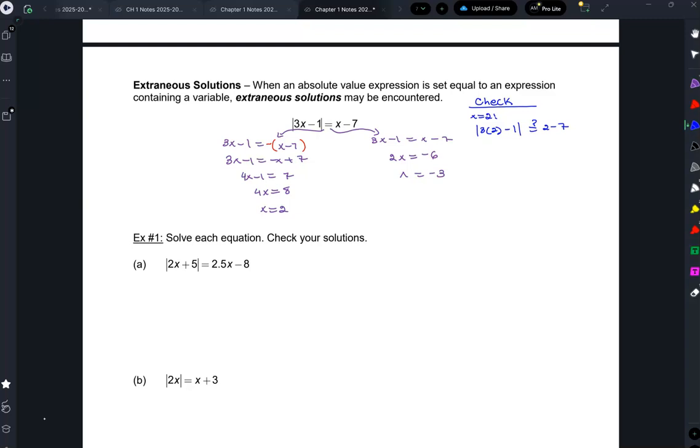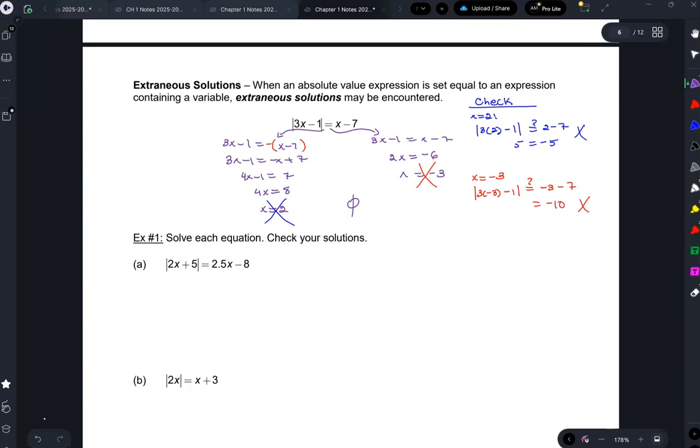No. How do you know? Right. So here we're going to get 5 equal to negative 5. Okay, so no. So that doesn't work. Also, before I even did this, I know this is going to be negative 5. I can't have an absolute value equal to a negative 5, so already it was going to fail. Okay, now let's check negative 3. 3 times negative 3 minus 1. Is this equal to negative 3 minus 7? Well, here too, this is going to be negative 10. I can't have an absolute value equal to a negative 10. That doesn't work either. So this is no solution.